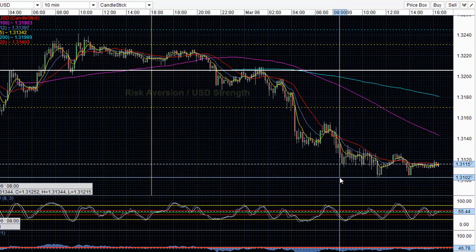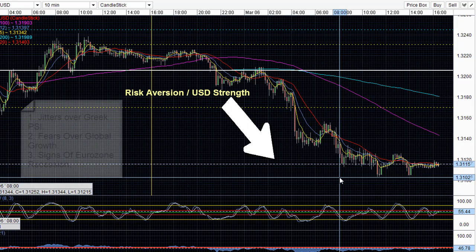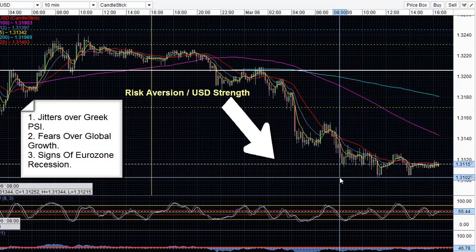And as you can see, the major theme for today was risk aversion. We're seeing dollar strength kick in, and there was this bearish bias in the market due to a number of different factors. For one, there's still fears over the Greek PSI deadline on Thursday and whether Greece will receive the recommended participation rate among private bondholders in order to receive their second bailout package.